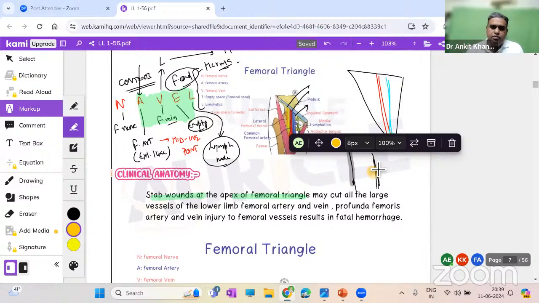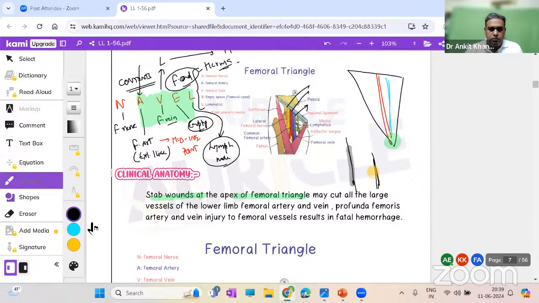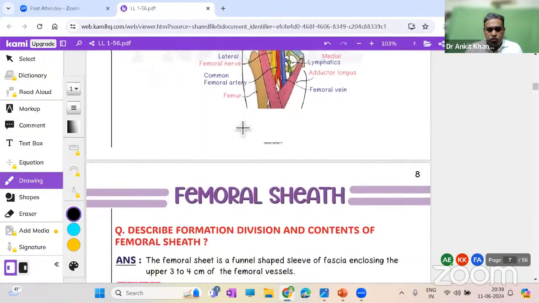And there is a deep stab wound. People might die due to exsanguination of blood from both of these vessels. You can understand both of these vessels are so important, right? So people might even die from it. That is important clinically. So we have seen the femoral triangle.